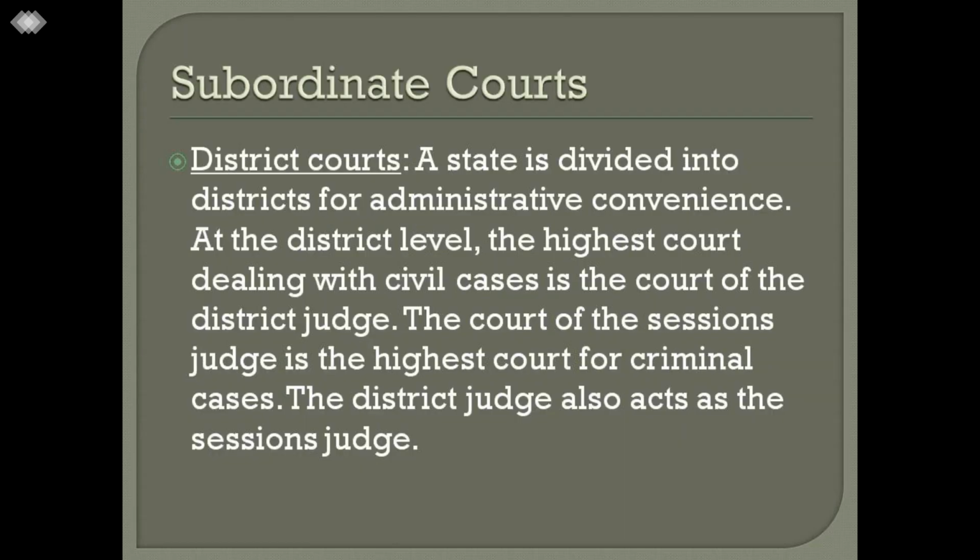Let's understand subordinate courts. Subordinate courts are the courts which are under the authority or control of another court, or lower in position by law. So here comes the district court. A state is divided into districts for administrative convenience. At the district level, the highest court dealing with civil cases is the court of the district judge. The court of the sessions judge is the highest court for criminal cases. The district judge also acts as the sessions judge.